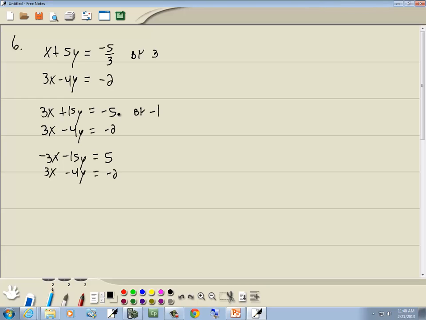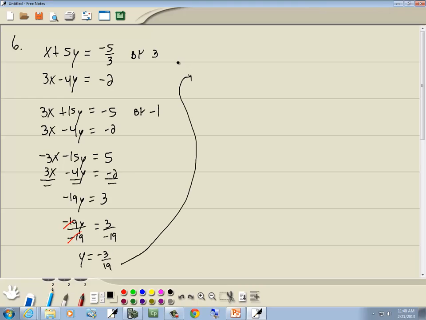Let me double check everything here. Yep. Okay. Now I can add these together. And the negative 3x plus 3x drops away. Negative 15y, negative 4y is negative 19y. 5 minus 2 is 3. Now, we want to divide both sides by negative 19, trying to get y by itself. And we get y. Those negative 19s cancel. We get y is equal to negative 3 over 19.